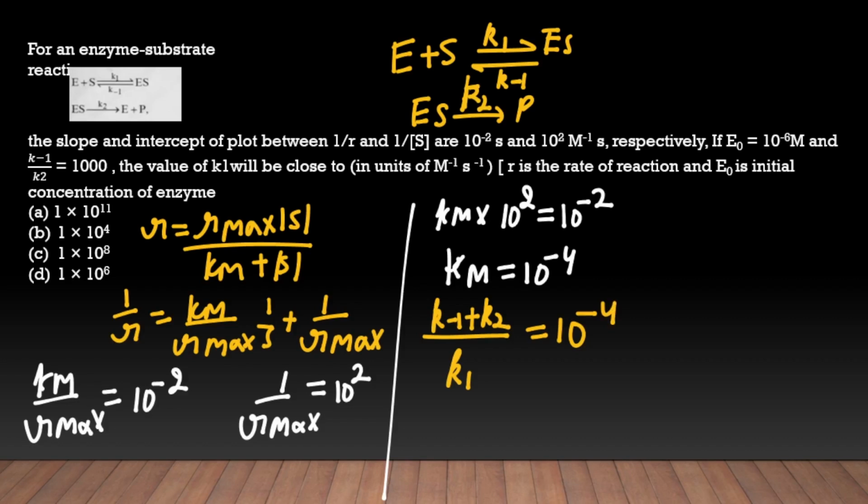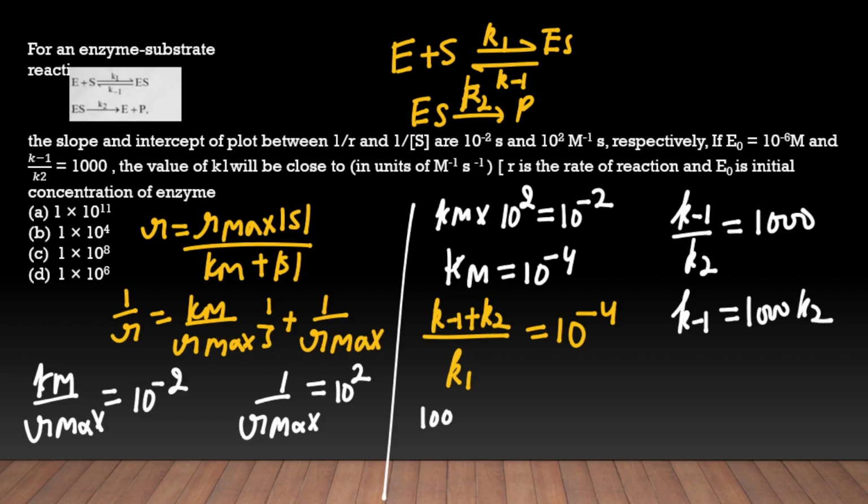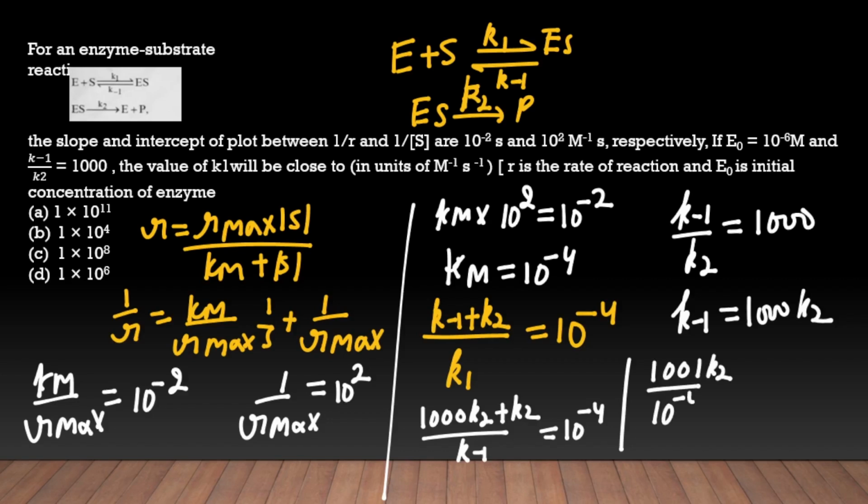We have been given the ratio of k inverse and k2. k inverse upon k2 is 1000. So we can say k inverse is 1000 times k2. Using this relation, 1000 times k2 plus k2 upon k1 is equal to 10 raised to the power of minus 4. So it becomes 1001 times k2 upon k1 equal to 10 raised to the power of minus 4. This is equal to k1. The k2 value is what we needed.